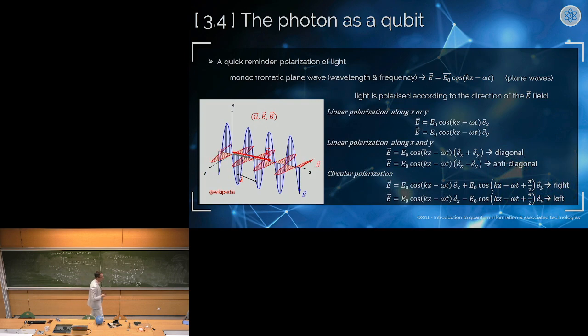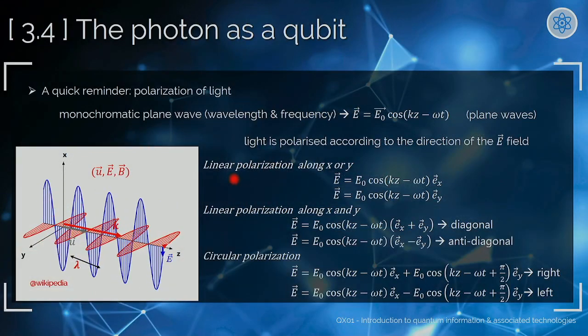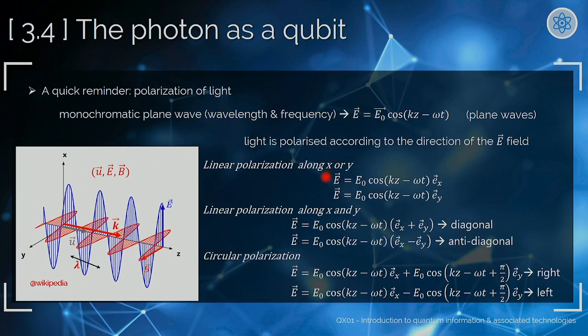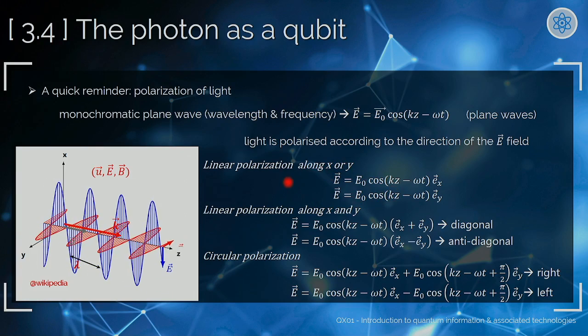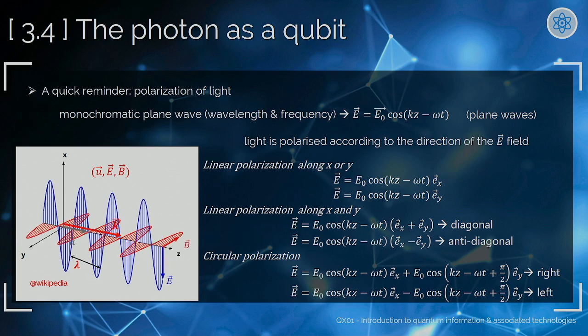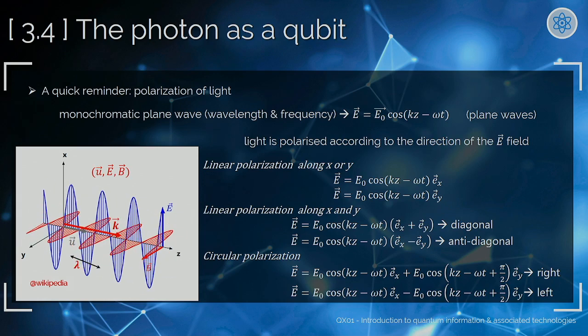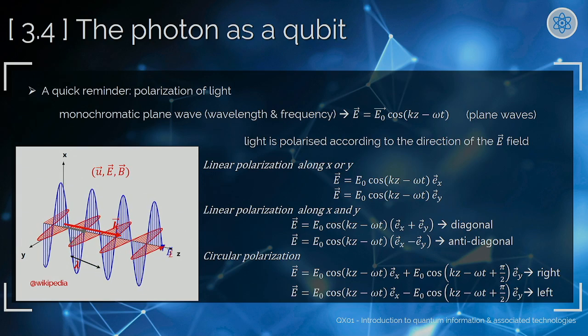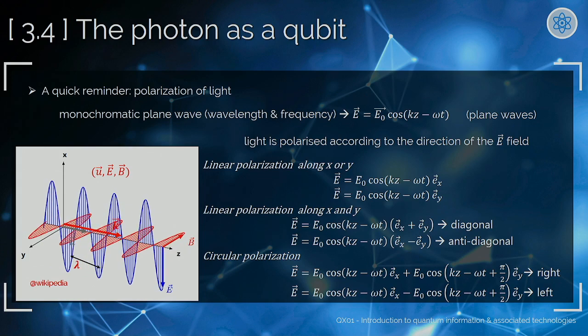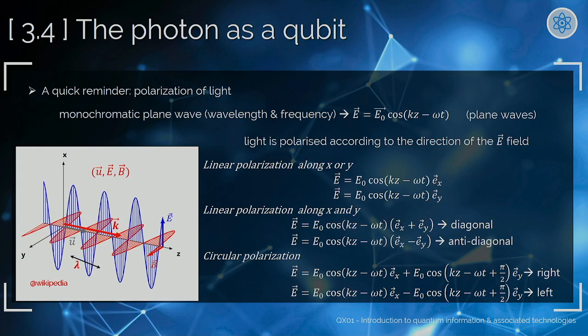So how do we do this? Well, if I look at the linear polarization along X or Y, then this is what it will look like. I have a plane wave, so it's simply oscillation, moving towards you and in time, along X and along Y.